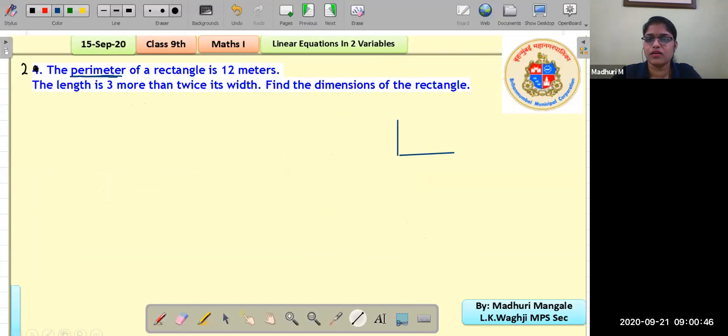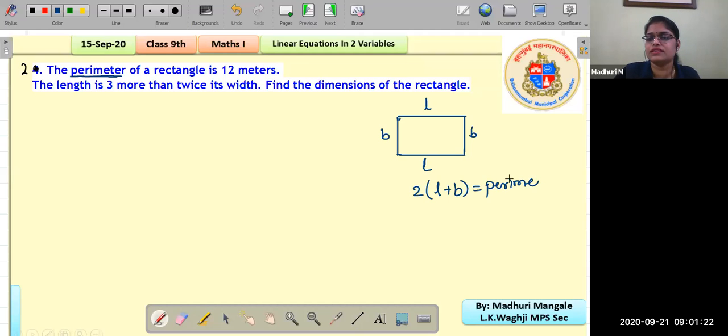So if I draw a rectangle over here, the sum of all the sides will be, suppose this length is denoted by L and the breadth or the width is denoted by B, then adding them up, we get twice of length plus twice of B, that is equal to the perimeter, right? And in general, we know the formula as well, that is 2 times (L plus B) is equal to the perimeter. So the first condition we can see is the perimeter of the rectangle is 12 meters. Fine. So far we have seen what is the meaning of perimeter.